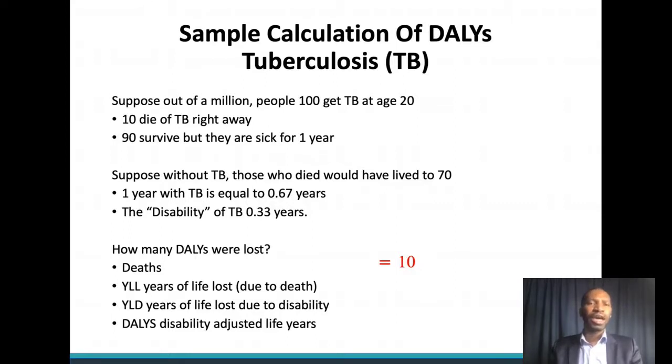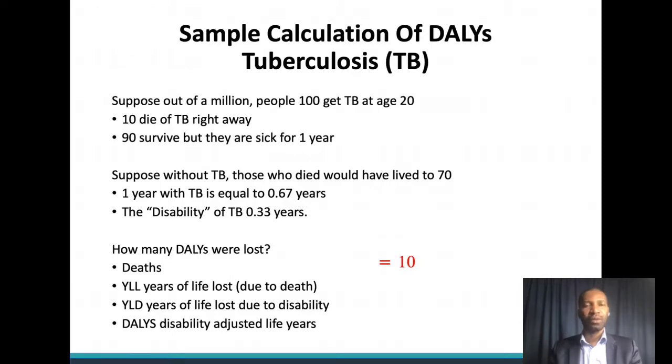We suppose that out of 1,000,000 people, 100 people get TB at age 20, and 10 die of TB right away, and 90 survive, but they are sick for 1 year. Suppose that without TB, those who die would have lived to age 70. And 1 year with TB is equal to 0.67 years. The disability of TB, as we saw in the table, was 0.33. So the question is, how many DALYs were lost?